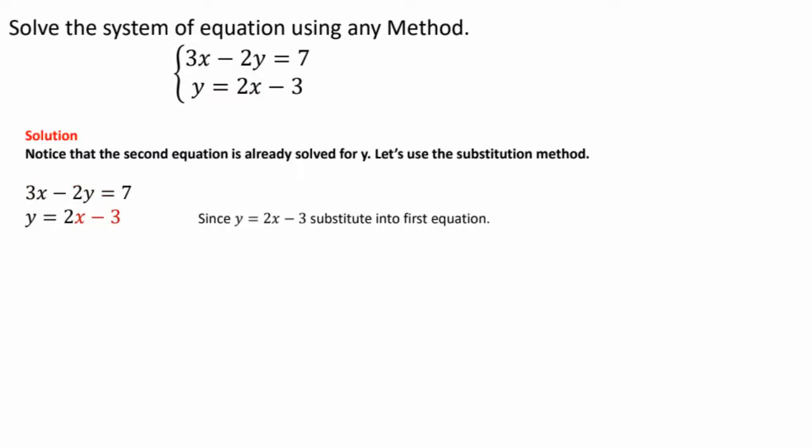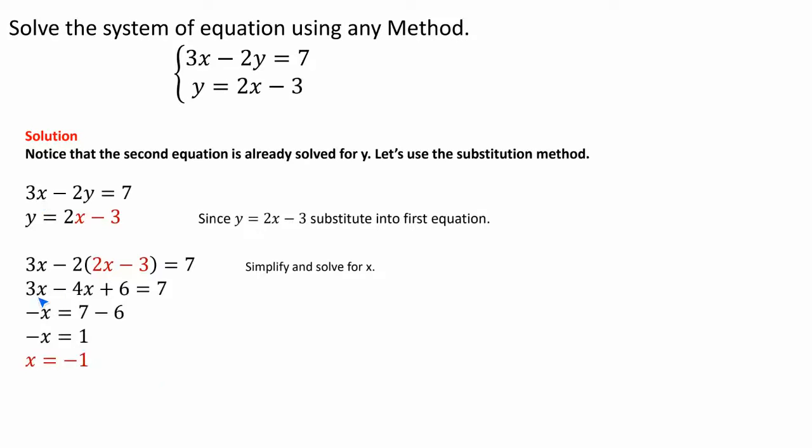Okay, so I'm going to go ahead and use substitution. For my first equation, I have 3x minus 2y is equal to 7. But we already know what y is, so anywhere I see a y, I'm going to substitute it with 2x minus 3. We're going to simplify, so distribute this -2. So we get -4x plus 6 equal to 7.